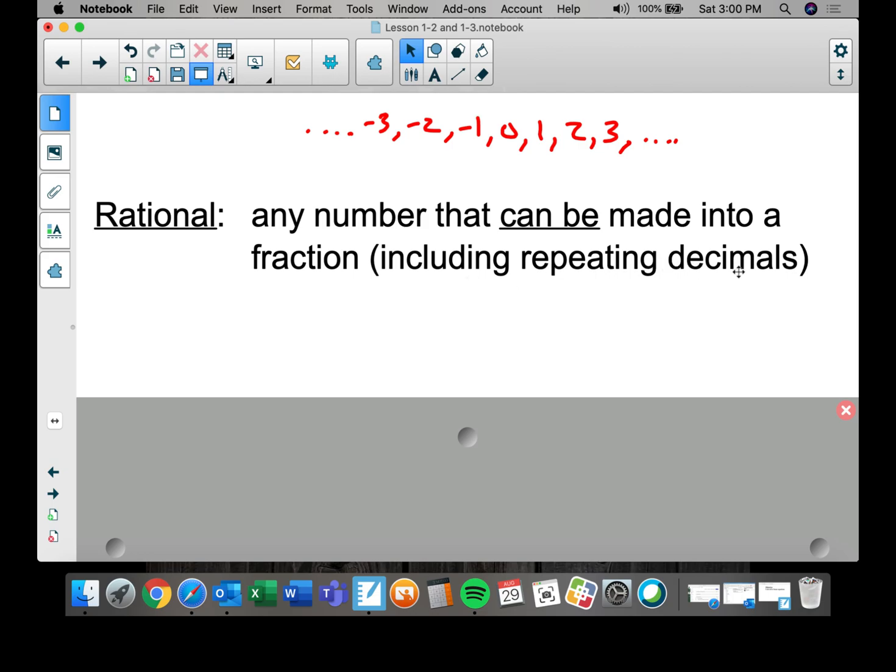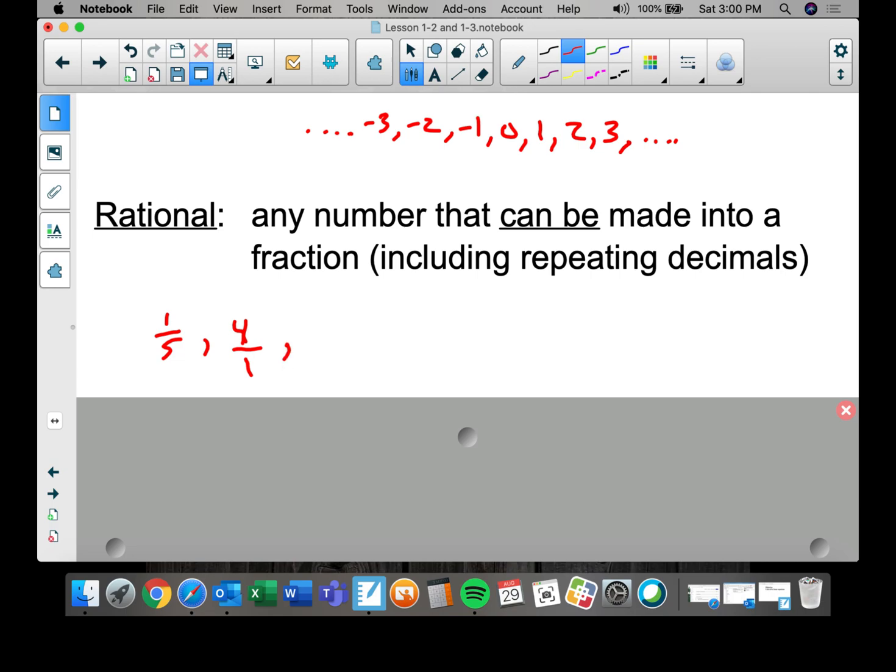So a rational number is any number that can be made into a fraction, and that includes repeating decimals. So for example, if we are dealing with fractions and I said 1/5, that's an example of a rational number because it already is a fraction. But then I could also add to that like the number 4. Why is 4 a rational number? Because you can turn that into a fraction by making it 4/1.